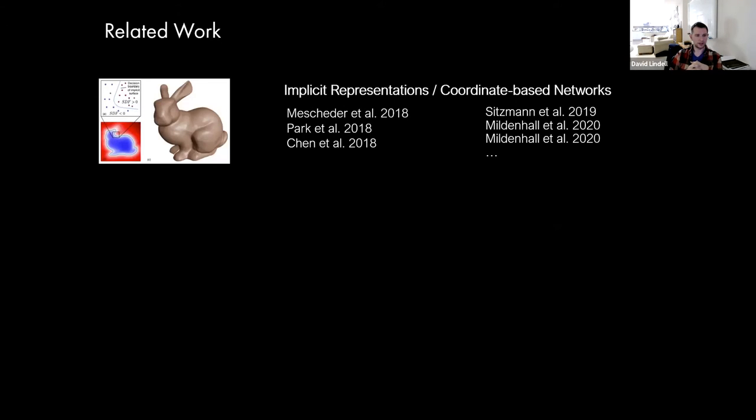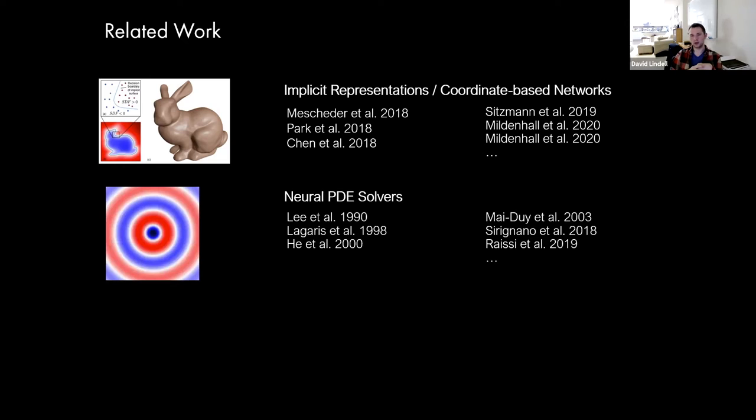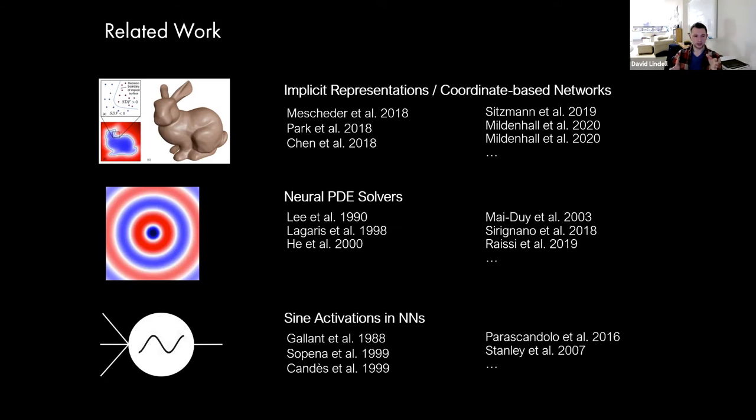Coordinate networks are an emerging, rapidly growing field, but they have been mostly used in the context of 3D reconstruction and novel view synthesis. There's also a parallel line of work that uses these coordinate-based networks for actually solving differential equations. Meanwhile, the sine activation in particular has been explored in different architectures for a variety of tasks, but until our work hadn't really been demonstrated to robustly solve these equations.